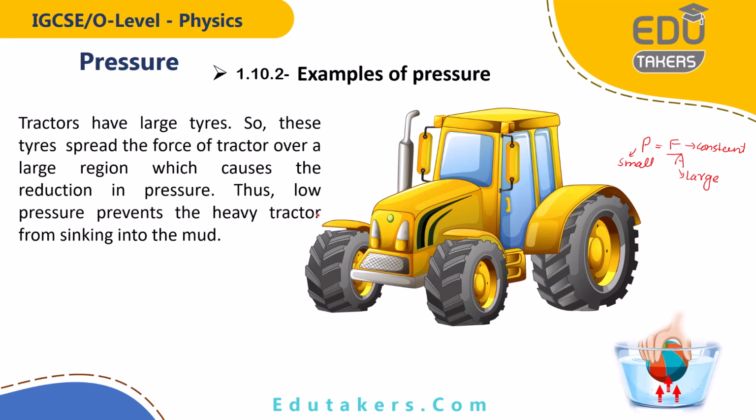What is the advantage of this decrease in pressure? The low pressure actually prevents the heavy tractor from sinking into the mud. It's given here. Tractors have large tires, so these tires spread the force of the tractor over a large cross-sectional area, which causes the reduction in pressure. When the force is spread over a large area, the pressure decreases. Thus, low pressure prevents the heavy tractor from sinking into the mud. Due to this low pressure, the tractor cannot sink into the mud.